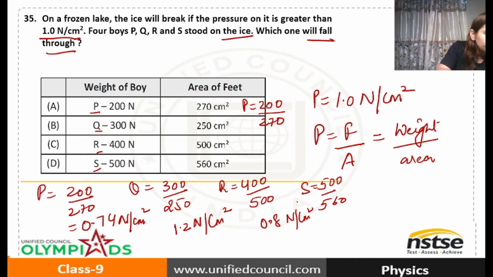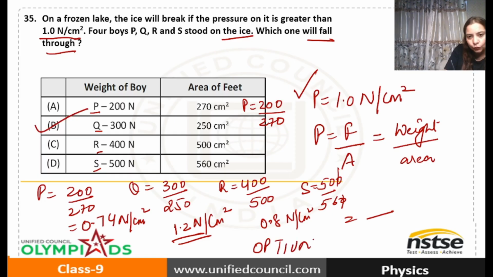And for the fourth, if you calculate it, you will get the answer. I don't have the calculation ready with me. It is somewhere around 50 by 56 Newton per centimeter square. Now the one which will fall through is obviously the one exerting more pressure than the limit. So 1.2 is more than 1, because the ice can withstand a pressure of only 1. So the correct answer is option B, that is Q. It means boy Q will fall through because the pressure exerted by him is more than the pressure the ice can withstand.